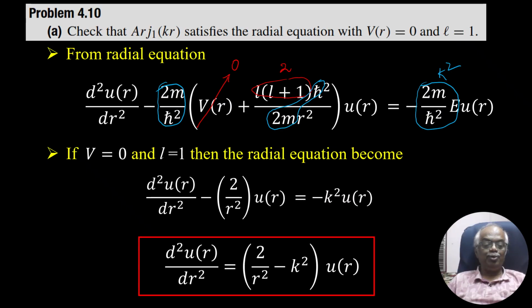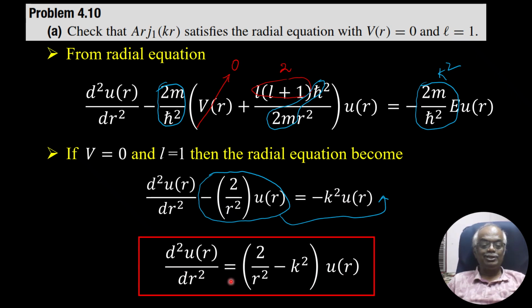Now you bring this to the other side. Then this will become plus. So d²u/dr² equals 2 over r squared minus k squared u of r. This is the radial equation of a free particle with the l value is 1. That is important. Why we have taken l value is 1? It is the simplest case. Now, how to find the solution, that is u of r?